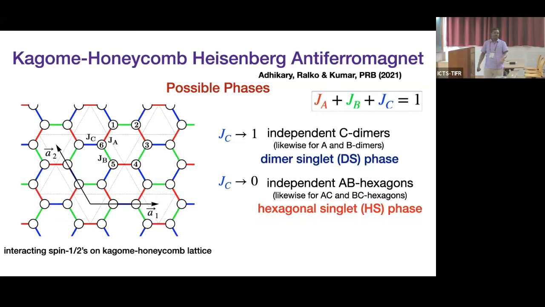And again, the ground state is a singlet. But now it's not a singlet of a pair of spins. It's a singlet made by these 6 spin halves, which are forming this motif, the hexagon. So let us call this the hexagonal singlet or a hexamer state. So dimer state, dimer singlet is the one which is formed by a pair of spin half, and a hexamer singlet is a state formed by the 6 spins forming this AB hexagon.